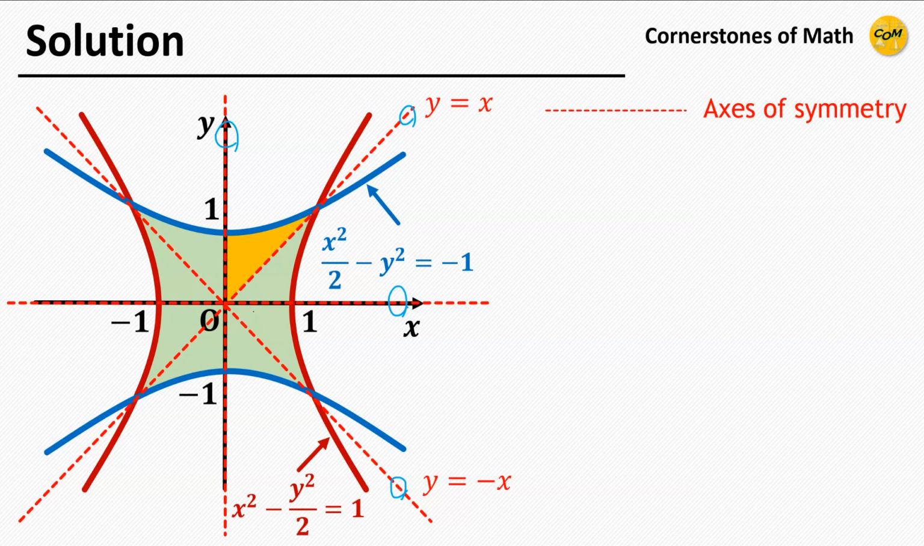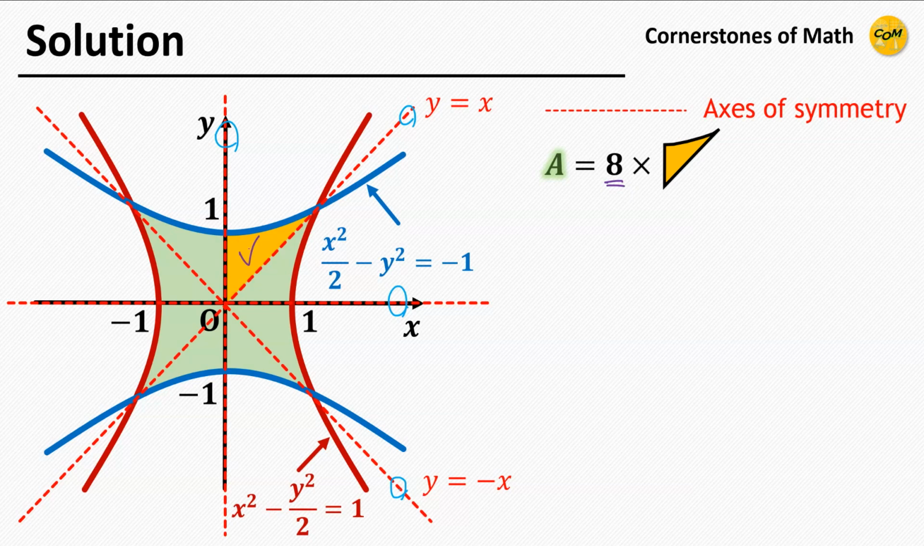Therefore, we can calculate the area of the green enclosed region like this. We calculate the area of this orange-colored region on the first quadrant between the blue hyperbola and the line y equals x, and then we multiply that area by 8.